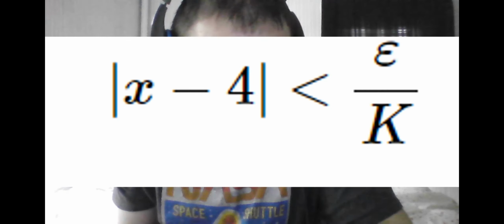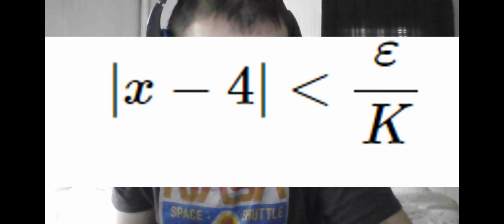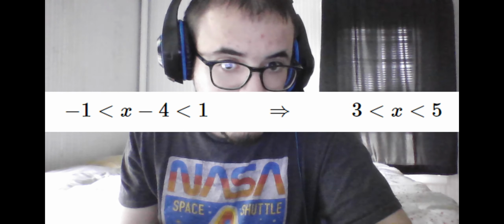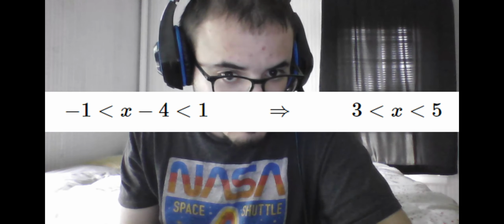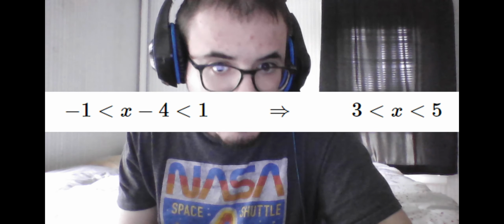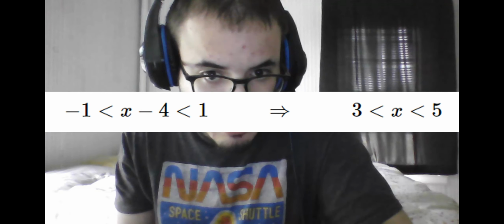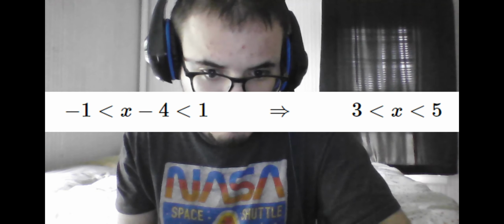We will next make the assumption that the absolute distance of x minus 4 is less than 1. And once we remove the absolute value, we have negative 1 is less than x minus 4 is less than 1. And we add 4 to get x by itself in all terms of the inequality, so we have 3 is less than x is less than 5.